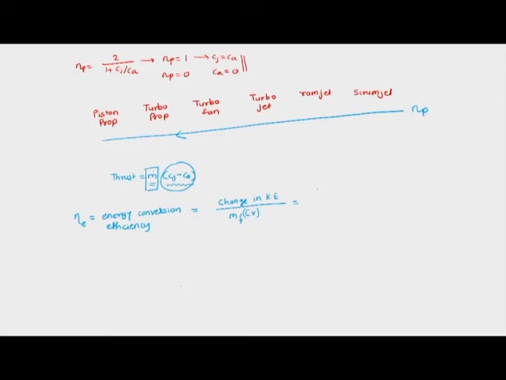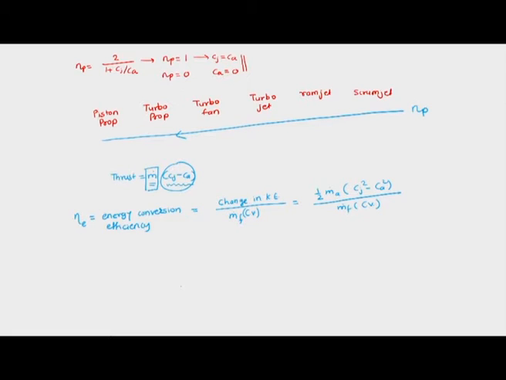So change in K divided by chemical energy is basically our energy conversion efficiency. So we have half m dot A into (Cj square minus Ca square) divided by m dot F into calorific value. Okay. So this is the formula for energy conversion efficiency.